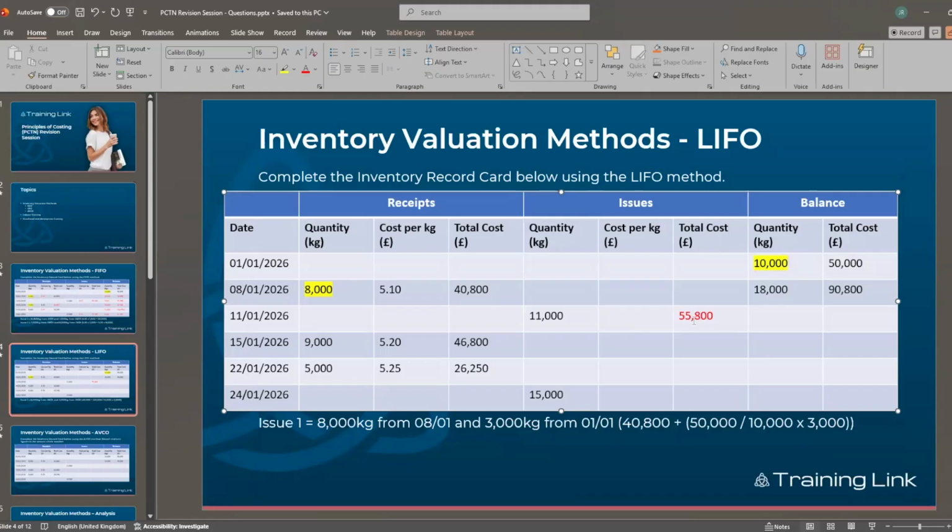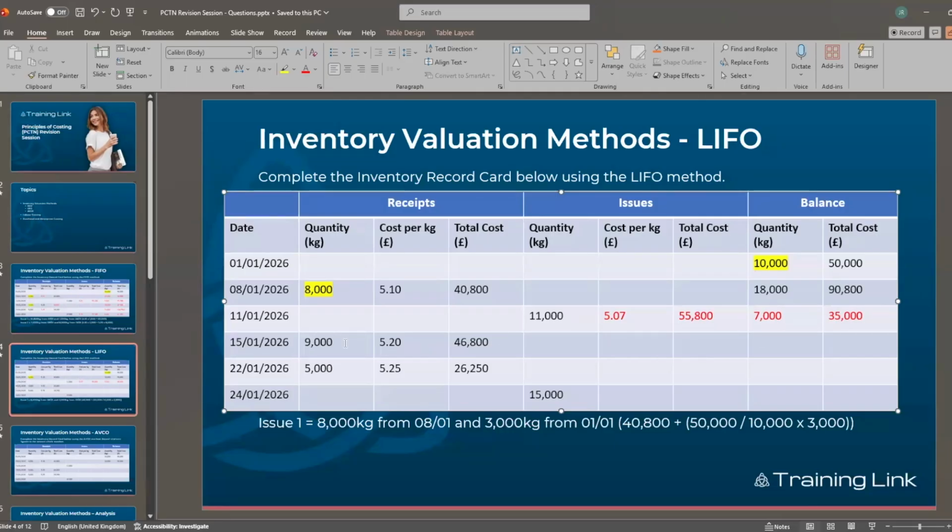And then again, same process, we take the total cost divided by the quantity of the issue to get a cost per kilogram, which in this case is £5.07. If you're ever in a situation with rounding, you just round to the nearest penny unless told otherwise in the question. We can then update our balance column by deducting the quantity and the total cost from here.